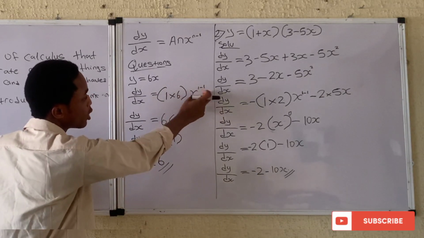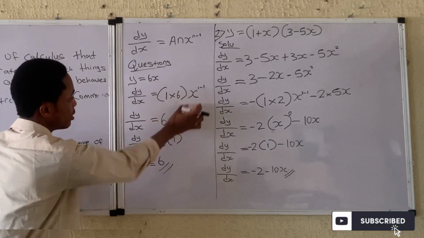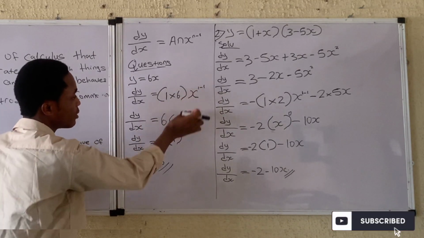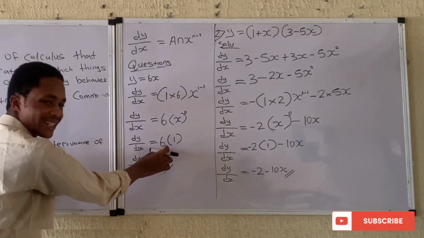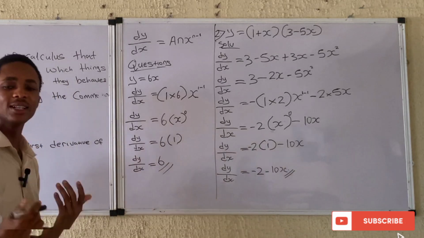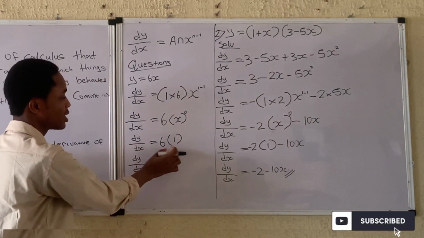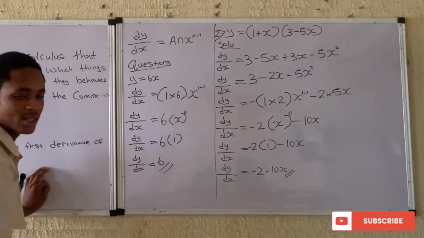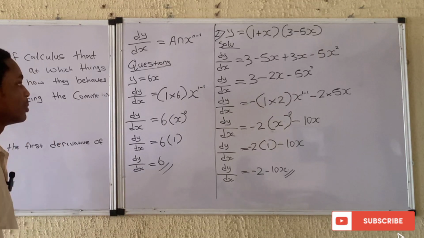Now, 1 times 6 will give us 6. We write the variable, and 1 minus 1 gives us 0. Remember, anything raised to the power 0 is 1. So dy/dx equals 6 times 1. dy/dx equals 6.